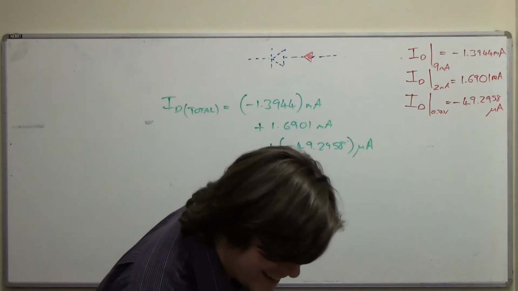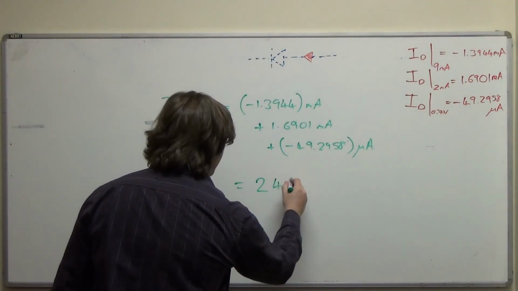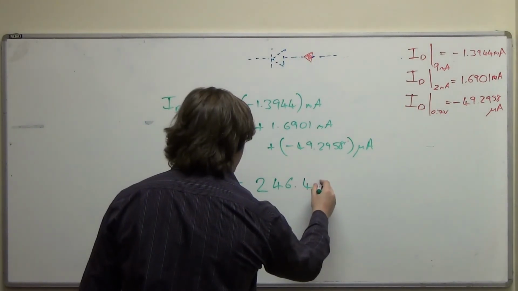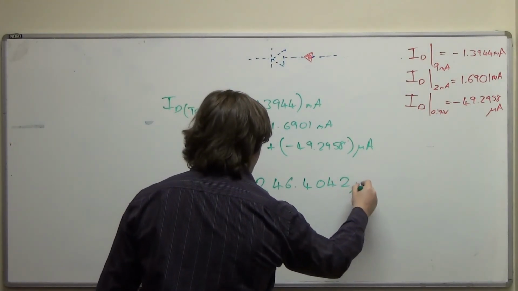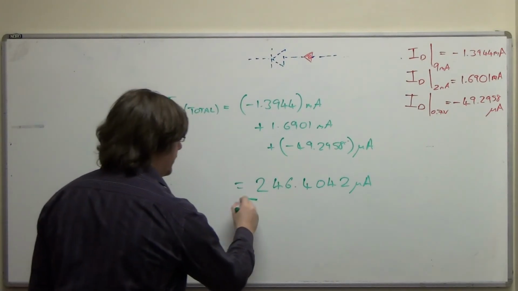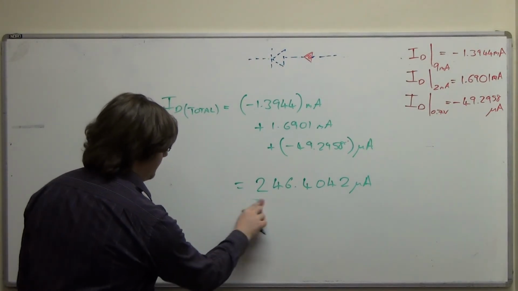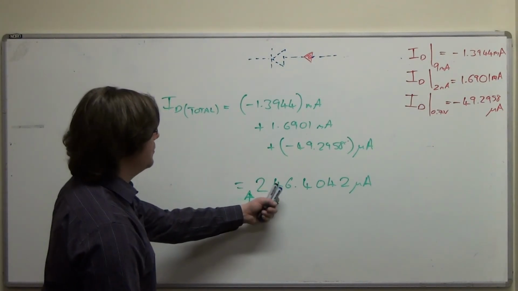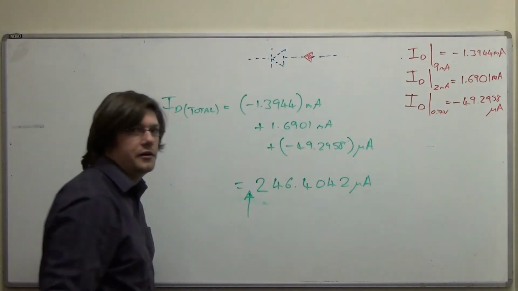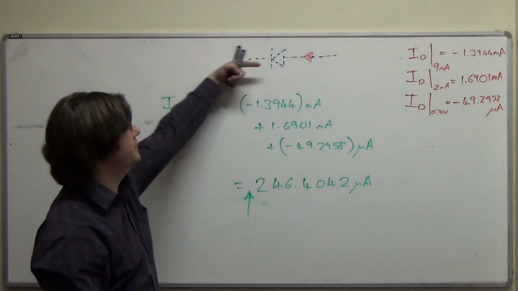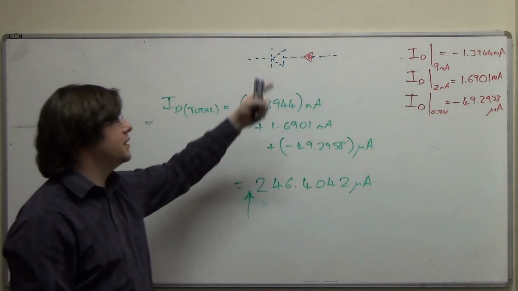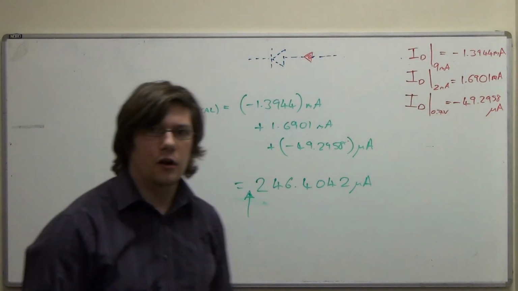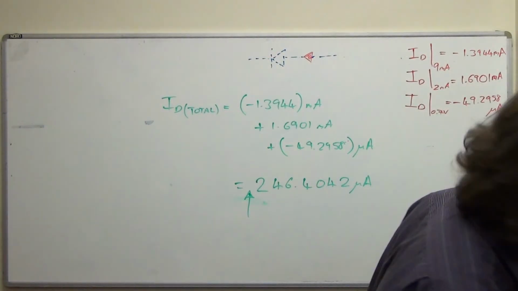246.4042 microamps. And you notice there is no minus sign here. There is no, sorry, there is now. There is no minus sign just there. So that means this current is going that way through the diode. If there was a minus sign, it would mean that way. And we know that's the case because that's the decision we made about how our currents are being described in terms of direction of positive and negative.